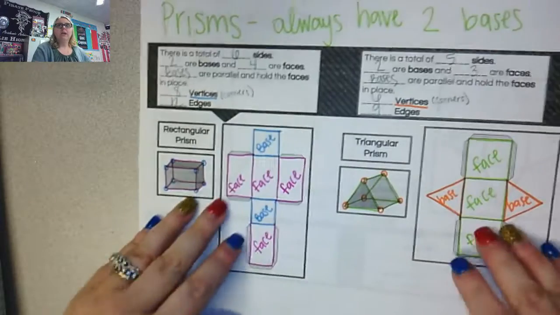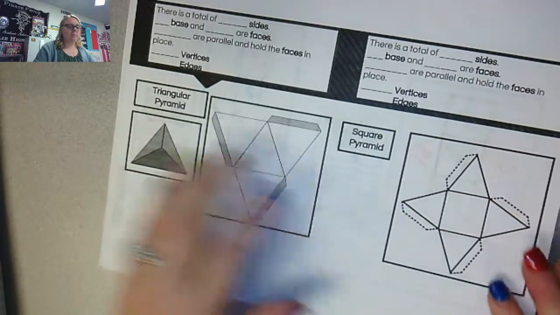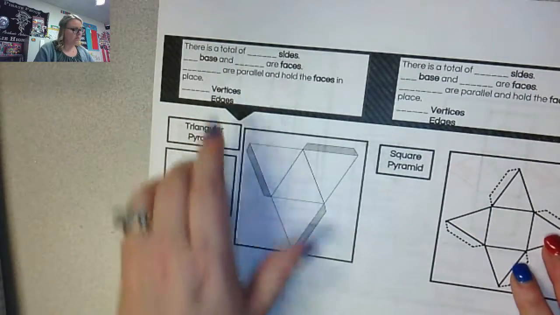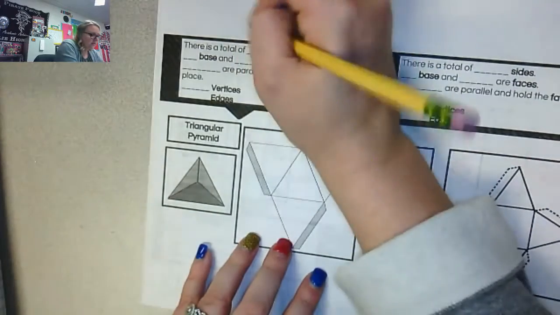Okay, your next ones are pyramids. We have a triangular pyramid and we have a square pyramid. We're going to go to the triangular pyramid first. First thing we're going to do is count the total number of sides. So we have 1, 2, 3, 4. So we have 4 sides.